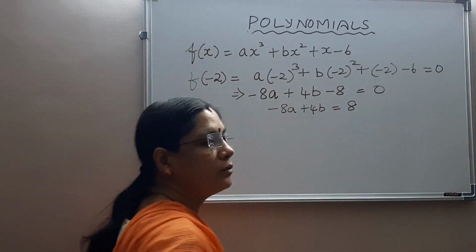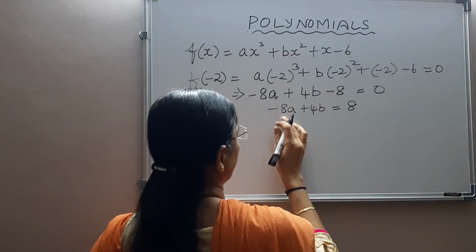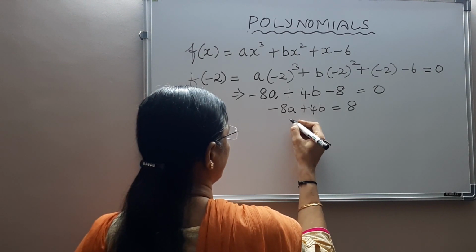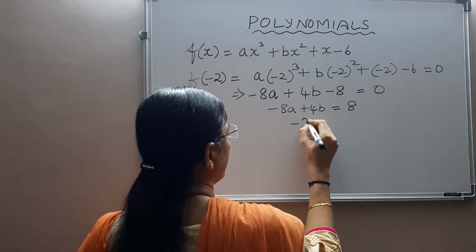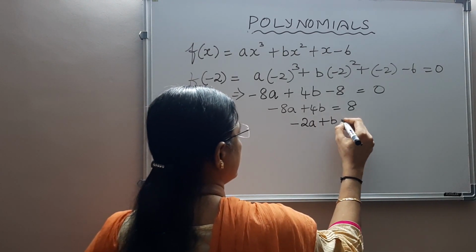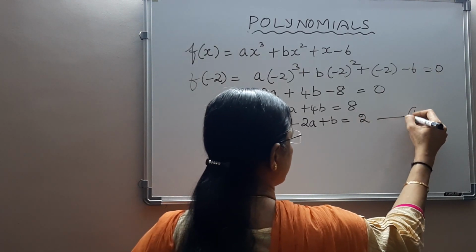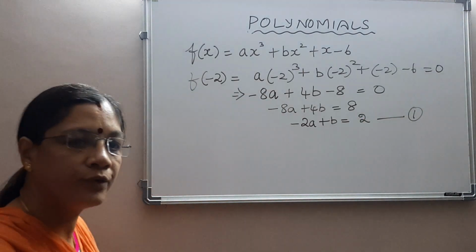Now I divide throughout by 4 because 4 is the common factor for all the three numbers. So I get minus 2a plus b is equal to 2. So this is my first equation. Take it as your first equation.